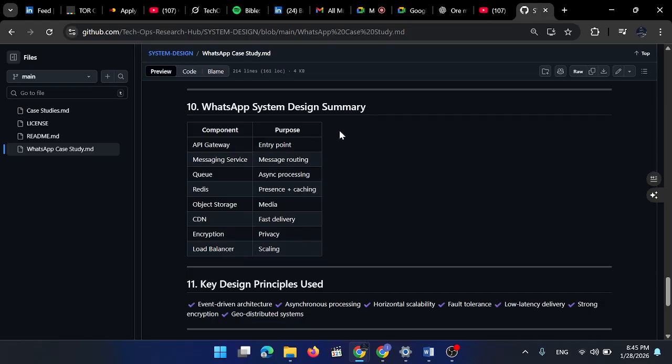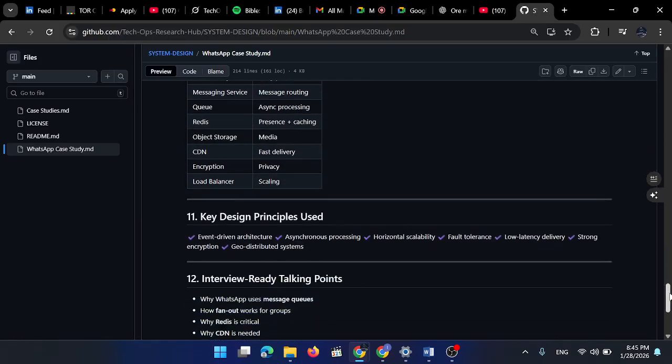So this is just the WhatsApp system design summary to give you an overview of how all these components operate and even their purpose. The API gateway is an entry point. The messaging service is message routing. The queue is async processing. Redis is for presence plus caching. Object storage is for media. CDN is for fast delivery. Encryption is for privacy, and then the load balancer is for scaling.